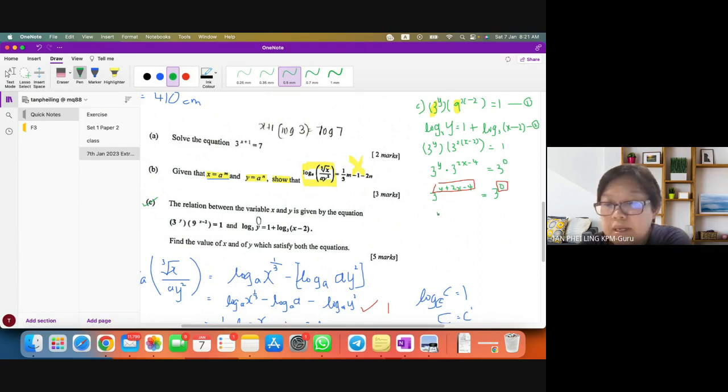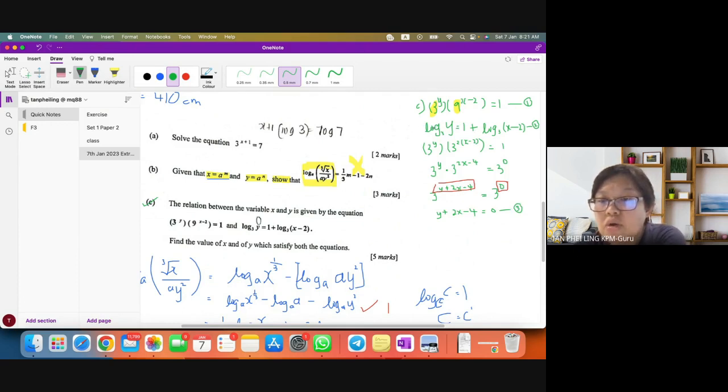Now I can happily declare that y plus 2x minus 4 equals 0. Let us make this equation number 3. Then later on you can do your simultaneous. Next, now look at number 2.